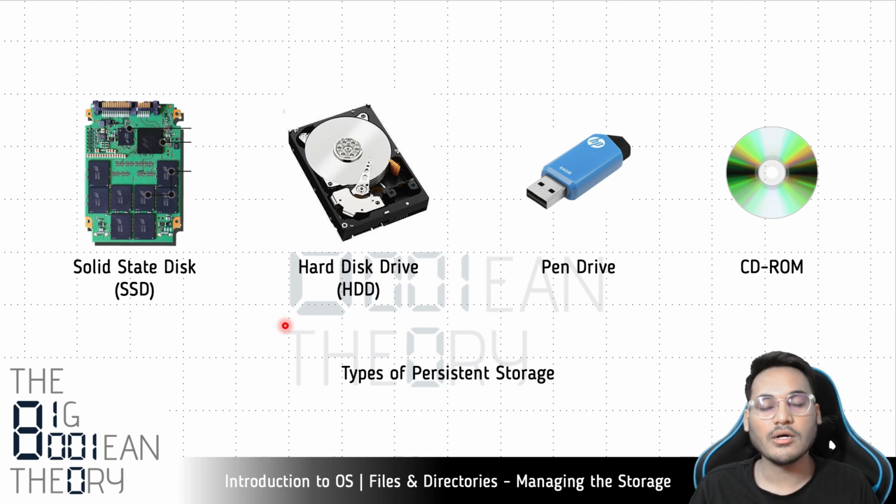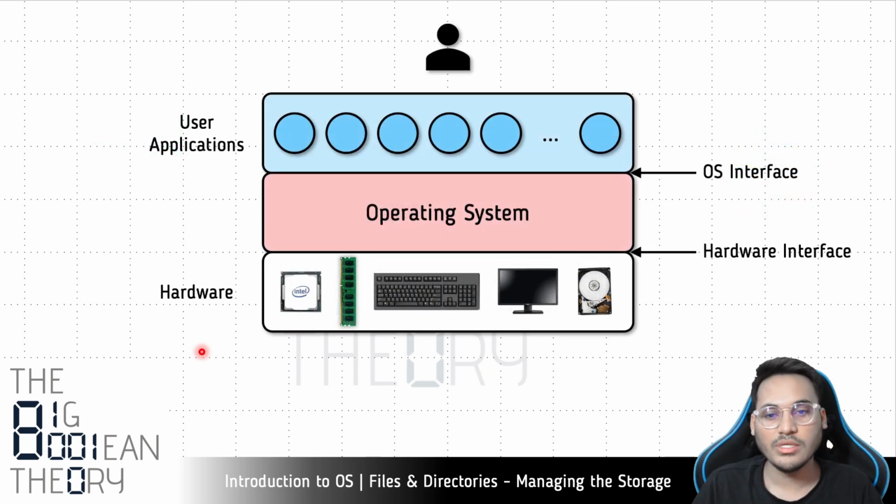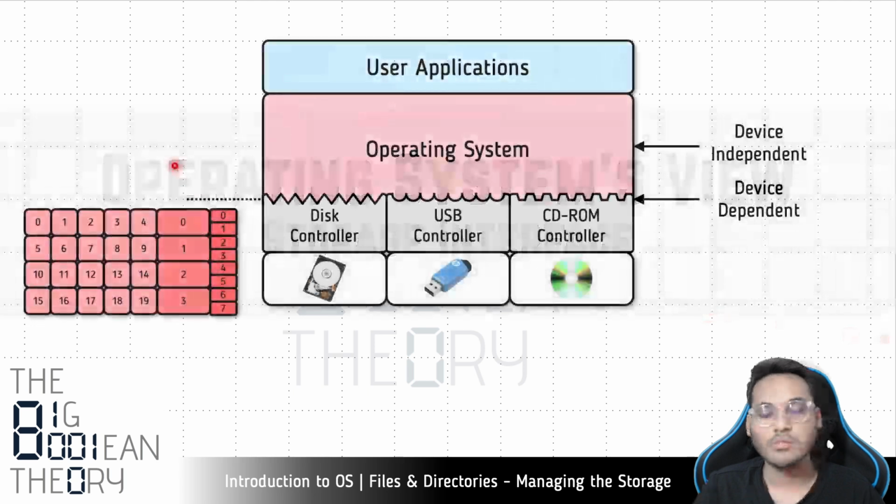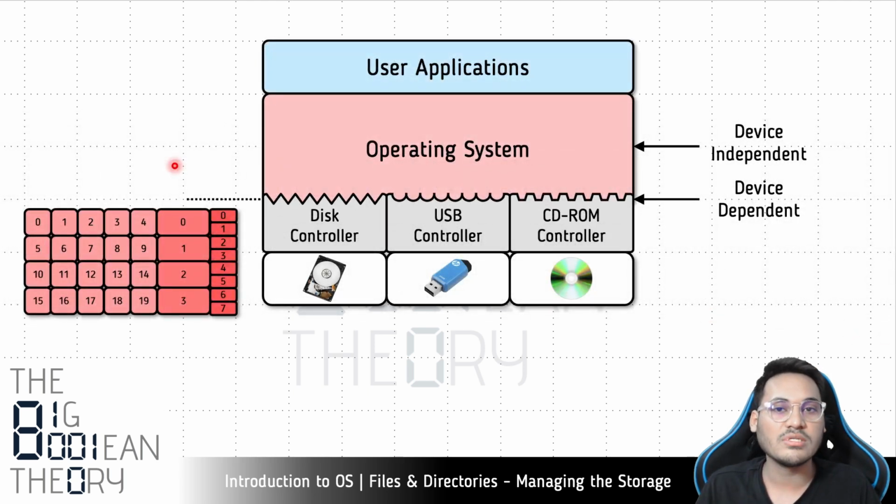So now let us see how the operating system manages these storage devices. Before we start talking about how the operating system manages these storage devices, let us first understand the hardware interface that is exposed by the storage device to the operating system. So let's quickly see how the storage devices appear from the perspective of the operating system. This is a figure that I have taken from the previous video. Let us see what the hardware interface is that is exposed by the storage devices to the operating system.